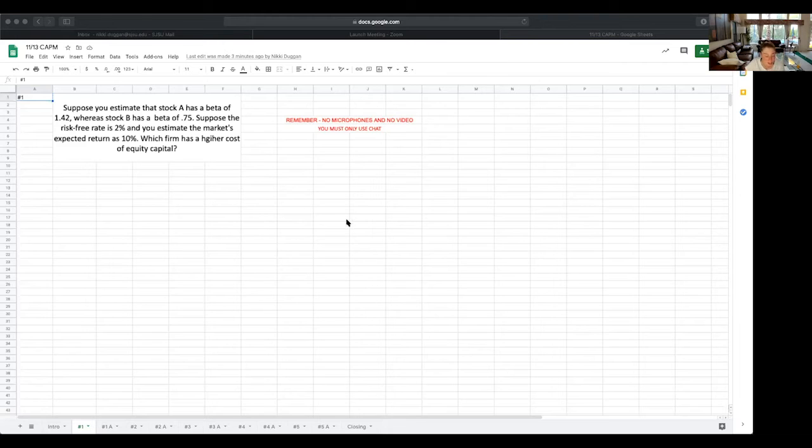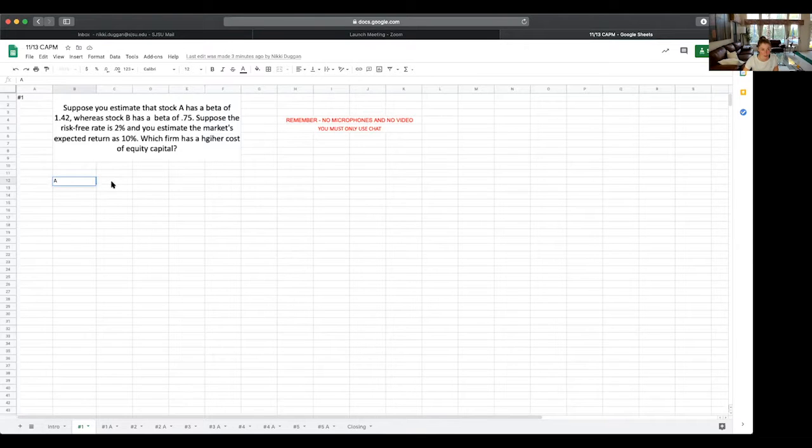Okay, so I see people are finishing up, and 3 people put stock A. So we can work through it and then we'll make our final decision and see if stock A is correct or not. So basically how you solve this is by using your CAPM equation.